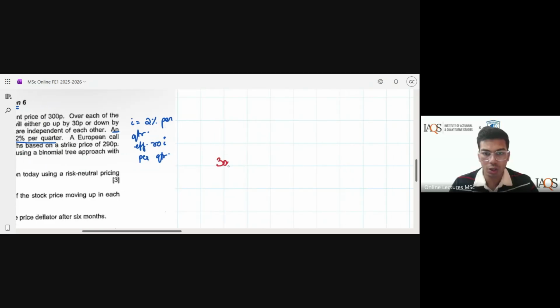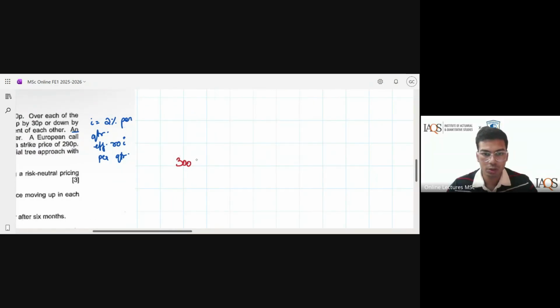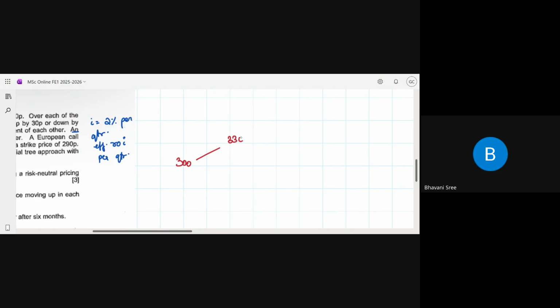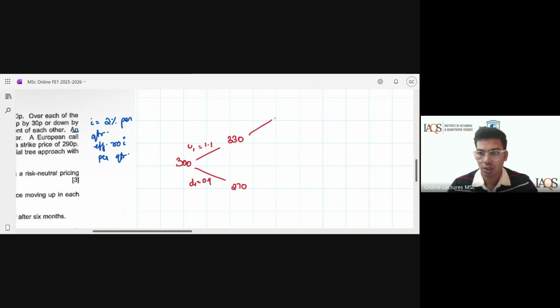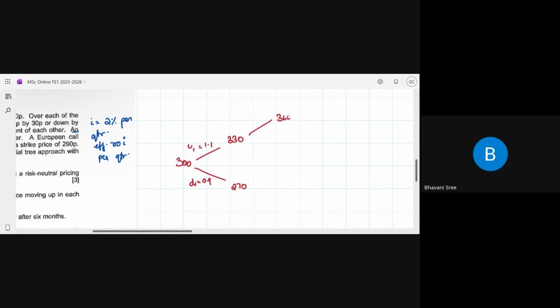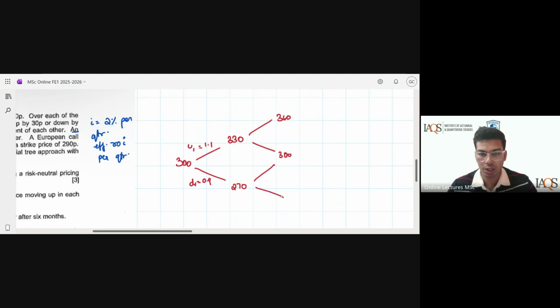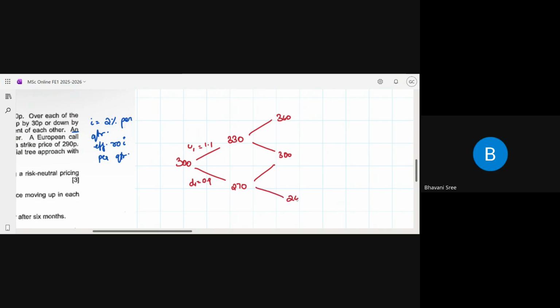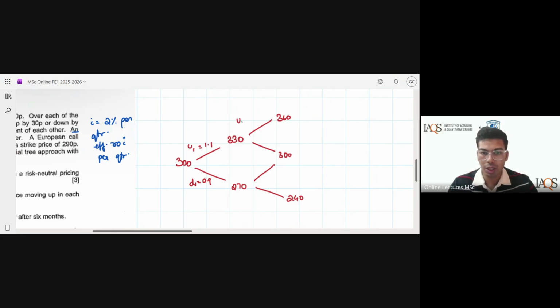All right. So 300 goes up to what value? 330. Up movement is 330 by 300, 1.1. Down movement is 270 by 300, 0.9. All right. 330 goes up by what value? 360. Perfect. Comes down by what value? 300. 270 goes up by 300 and comes down by what value? 240. Perfect. Can you tell me what will be the value of U2?